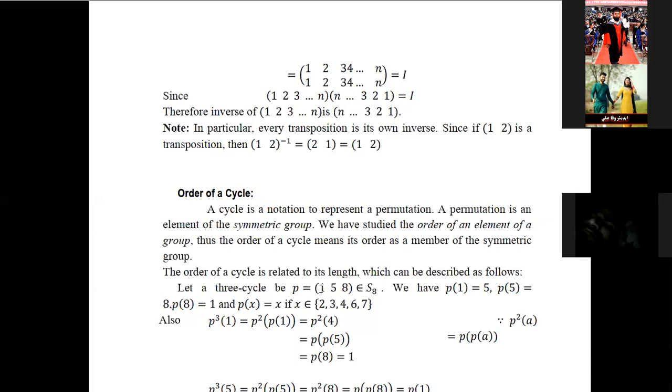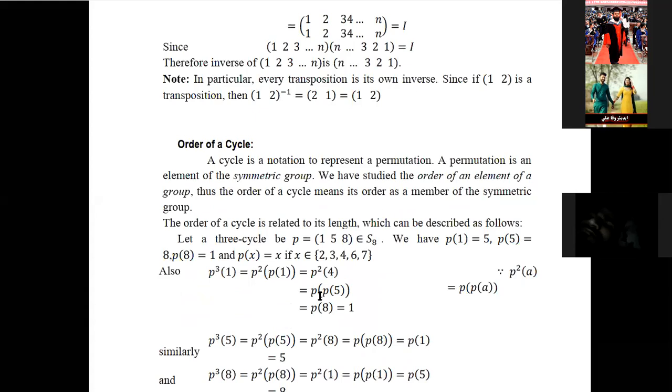This is a cycle whose length is 3, because it has 3 elements: 1, 5, 8. It means 1 goes to 5, 5 goes to 8, 8 goes to 1, and p of x equals x if x belongs to the other elements, all are fixed because this is S8. So there are 3 elements, and the length is 3.